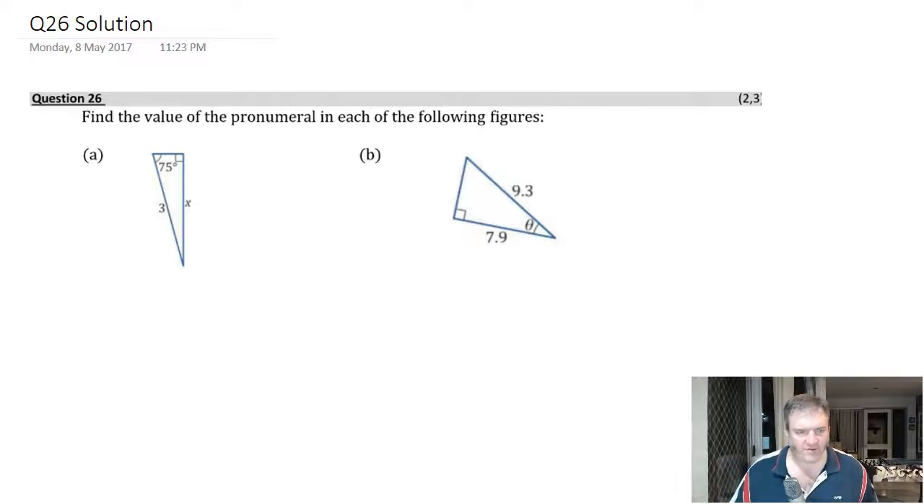Alright, a little trigonometry this time. Find the value of the pronumeral in each of the figures. What are the things we have to do? Well, first thing we have to do with all these trigonometric ratios, right angled triangles, is label the sides.